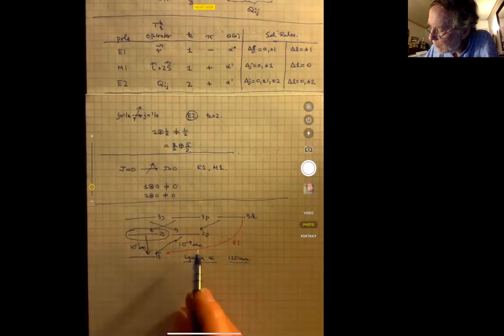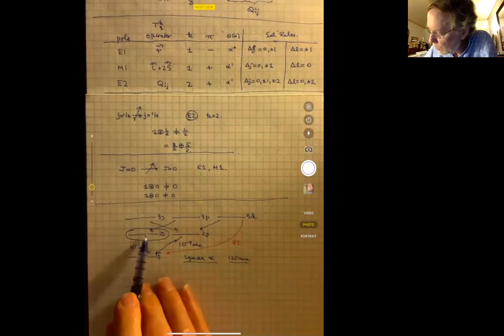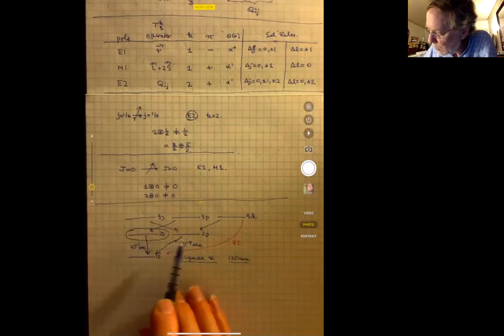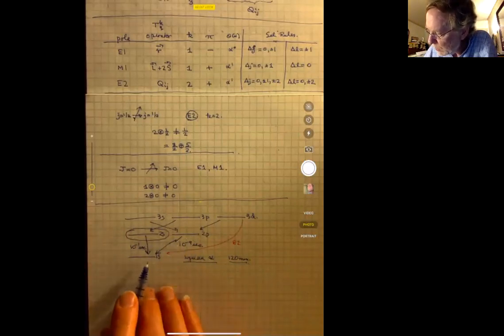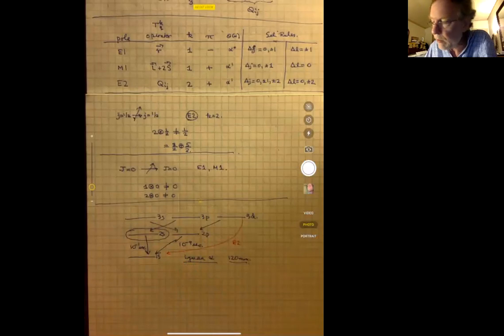It's about 100 million times longer because of selection rules, even though the initial states are very close to the same energy, so the energy of the transition is essentially the same for both these transitions, but they have very different lifetimes. All right. So that's the breakdown of the matrix element into multipoles and some analysis of that. Are there any questions about that?